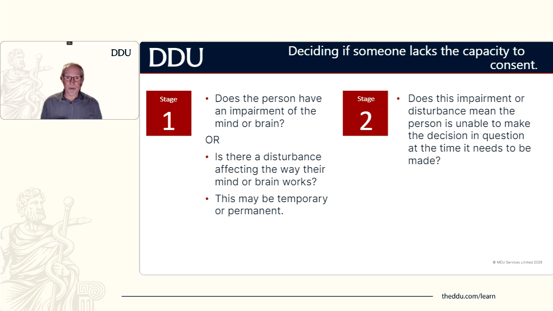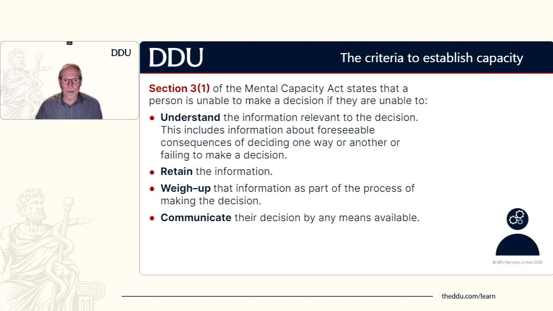So deciding if someone does lack the capacity to consent, there are two steps to it. The first one is, is there an impairment of their mind or brain, or a disturbance in the way that their brain is working? And that might be permanent, it might be temporary. So firstly, is there something that's causing that? The second thing is, does it mean that they can't then make the decision at the time it needs to be made? So those are the two steps to it. And then a person's unable to make the decision if they can't understand the information relevant, they can't retain it, so they can't keep it in their mind long enough to be able to weigh it up, and then communicate their decision. So those are the four steps.